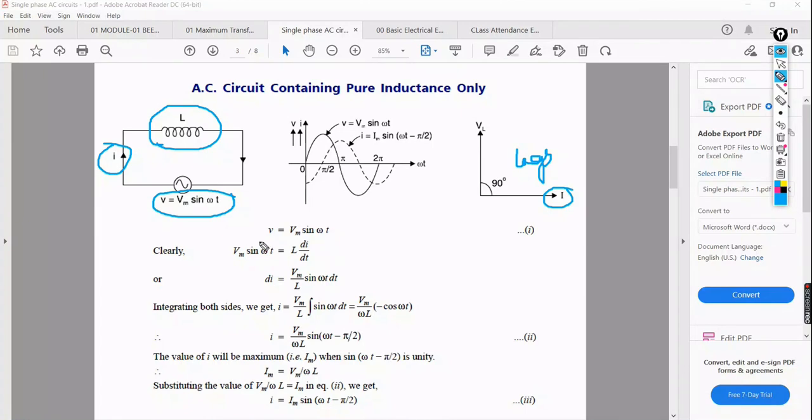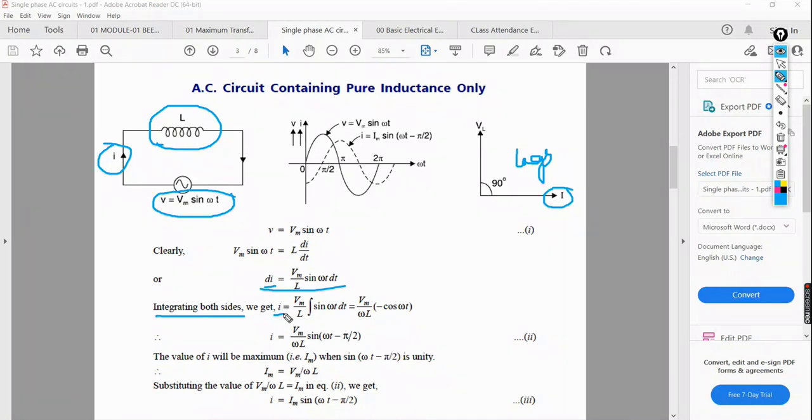So V is equal to Vm sine omega t, which can be represented as Vm sine omega t equals L into di by dt. Then I want the change in current, that is, Vm by L into sine of omega t into dt. The di is the change in current, so I integrate this equation on both sides. Integration of di is I, because the constant is 1, which remains with respect to the variable I.